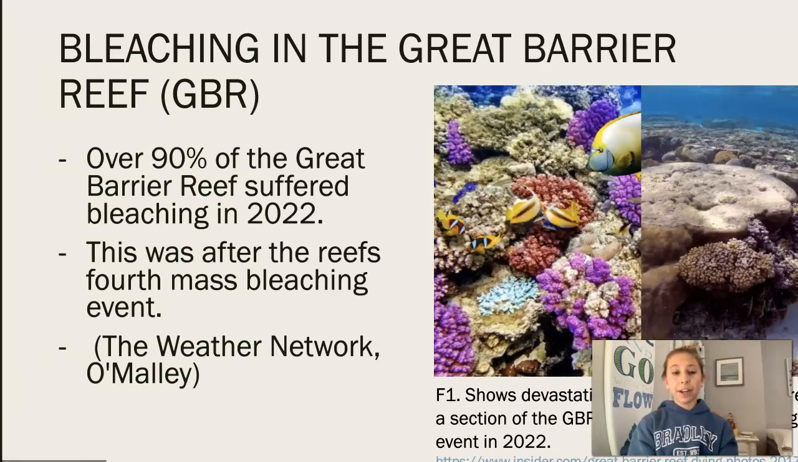Did you know that over 90% of the Great Barrier Reef suffered bleaching in 2022? This was after the reef's fourth mass bleaching event. Figure 1 to the right shows the detrimental effects of bleaching through a comparison of before and after pictures of a colony in the Great Barrier Reef.